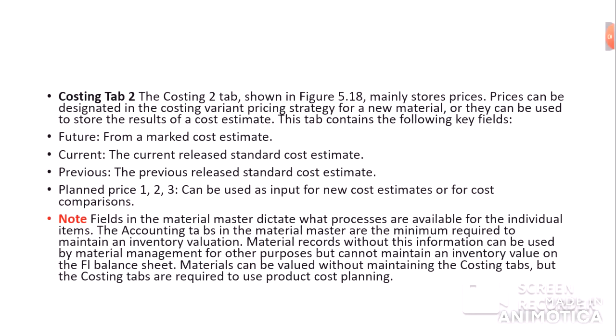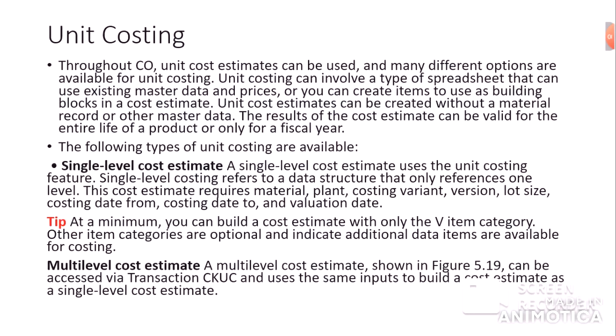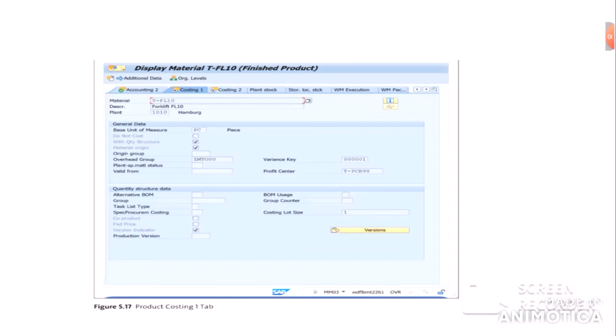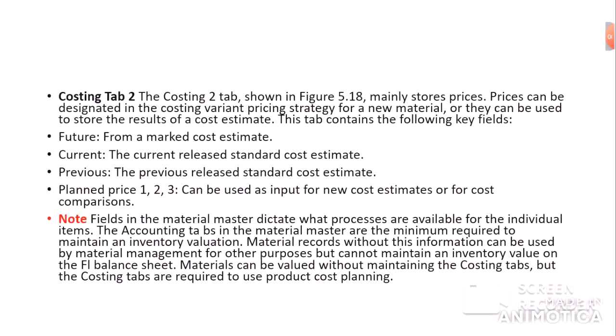Now let us see the Costing 2 tab. The Costing 2 tab shown in the figure mainly stores prices. Prices can be designated in the costing variant pricing strategy for a new material, or they can be used to store the results of a cost estimate. This tab contains the following key fields: future, from the marked cost estimate; current, the current released standard cost estimate; previous. So whatever the price estimates, all the prices will be updated in this Costing 2 tab.